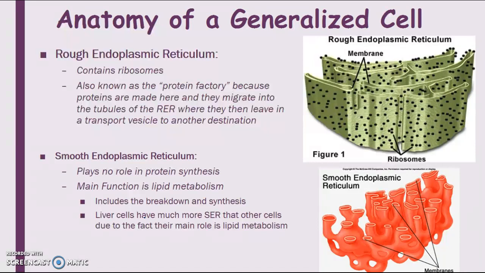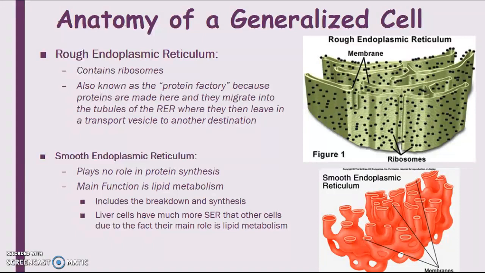So the rough endoplasmic reticulum a lot of times is attached to the nucleus, because the nucleus is where the mRNA is made, which is the directions to make proteins. So it's attached right onto the outside of the nucleus, so that when the mRNA comes out, the ribosomes are right there to make the proteins, where they then bundle it up into a transport vesicle that goes to another location.